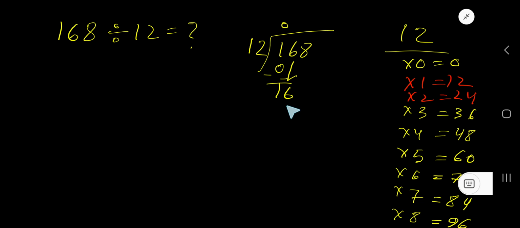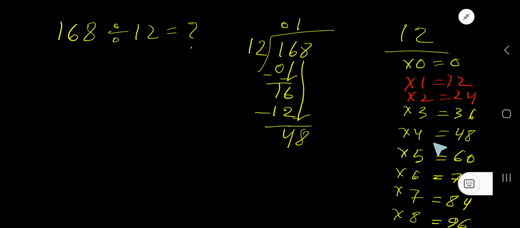12 goes into 16 how many times? Look, 2 times 12 is 24, which is greater, so 1 time. Write 1. 1 times 12 is 12. Subtract, 4. Bring down this 8.